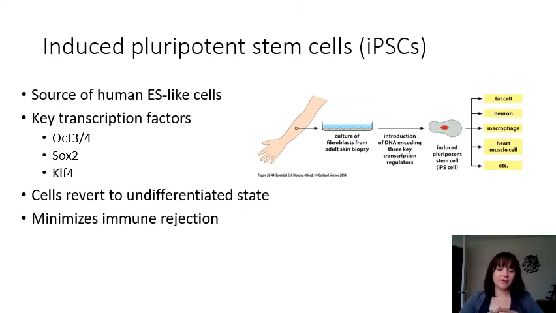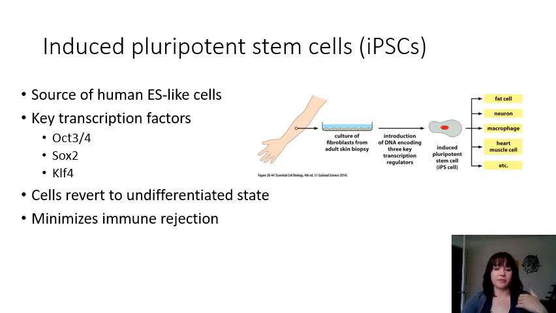Now, the thing that is really nice about this is that you could treat yourself with your own cells, right? So rather than having this potential immune rejection due to transplant of stem cells from another individual, these originated from yourself, and so they have your own self markers on them. So your body sees those cells as its own, and the immune system is less likely to be activated.